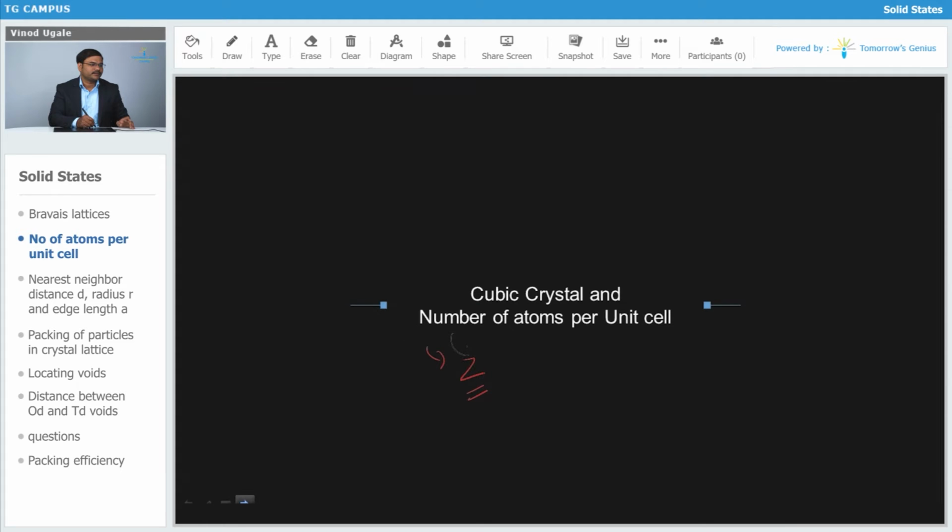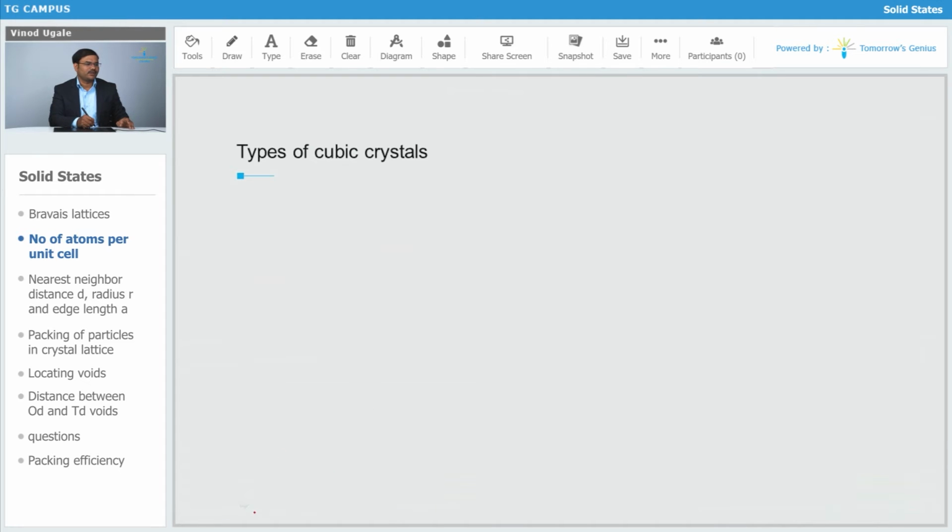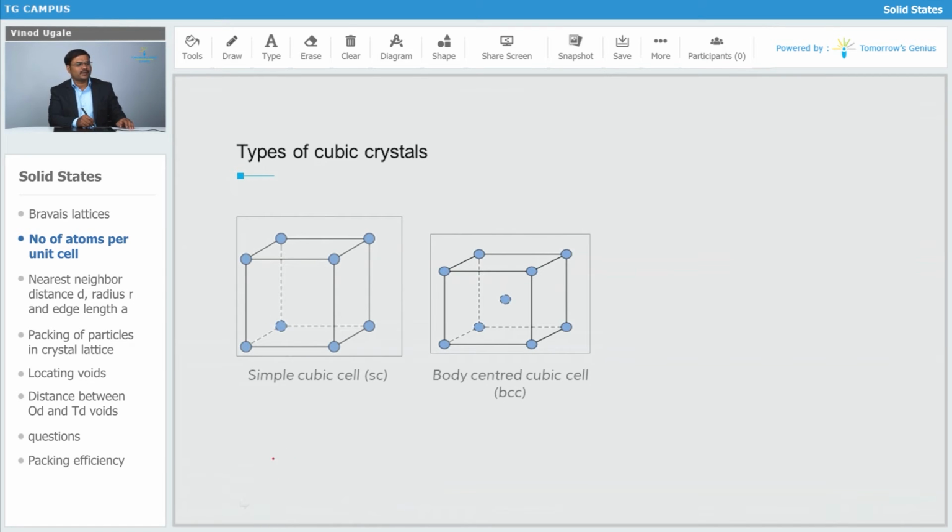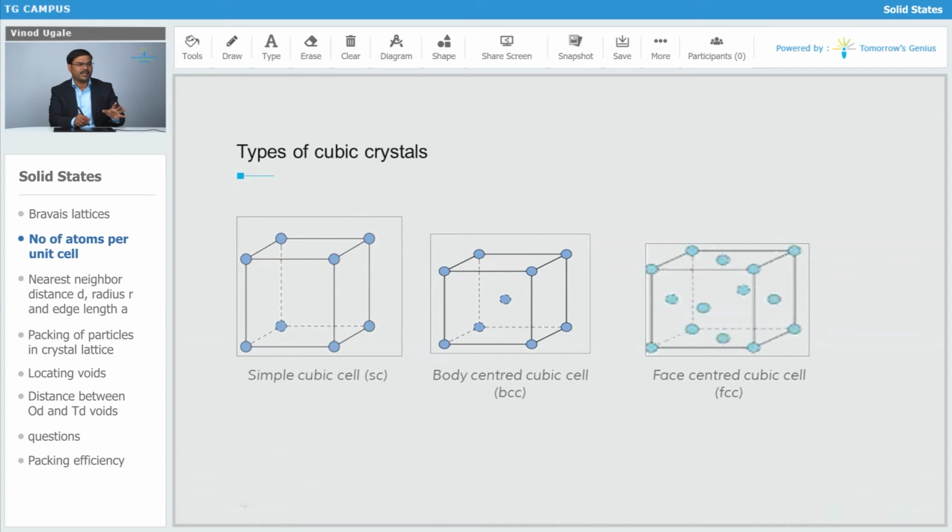So let's go for the number of atoms in cubic crystals. Now we know that the number of systems we are going to get is three, that is simple cubic cell, body centered cubic cell, and face centered cubic cell. So we have seen how these unit cells are formed by having different arrangements or different positions for the particles. In simple cubic we have particles at corners, in body centered we have particles at corners and inside the body, and in face centered we have particles at corners and each of the 6 faces.